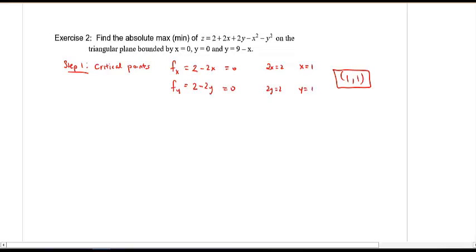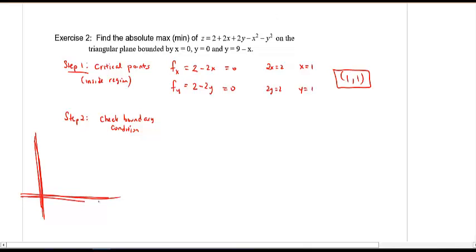Nice. Now, we can check in a second, but remember the idea is we need to find the absolute maximum. So after you found the critical points which are inside the region, we need to now look at the boundary conditions. Now the question is, what's my boundary condition here? It's actually a plane. So if I were to draw a picture here, it looks like this. x equals 0, y equals 0, and then you have this line y equals 9 minus x. So this is your plane, okay? And notice that your original critical point is here, (1, 1), but we need to check the boundary conditions.